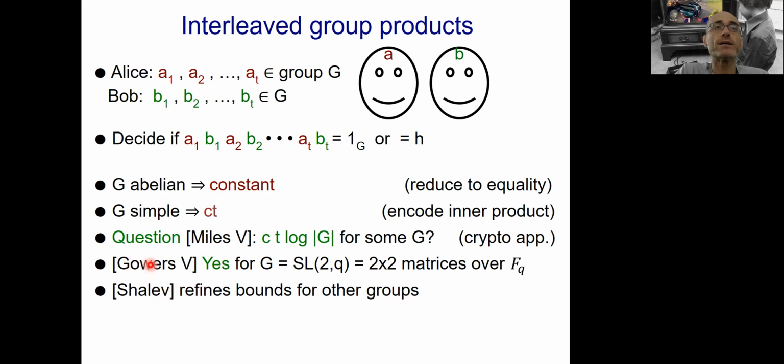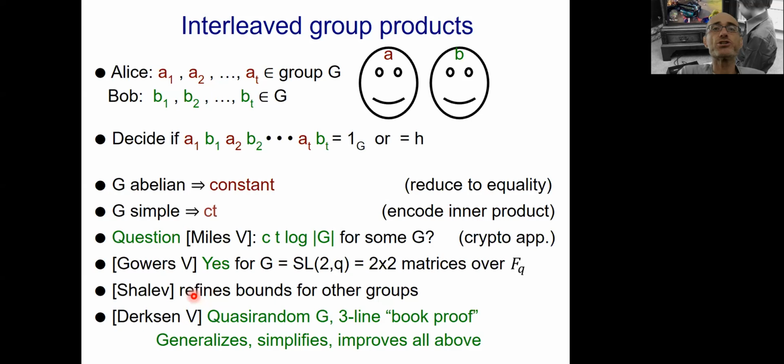Now, both works, the one with Gowers and the one by Shalev, are somewhat complicated. They use very heavy machinery. In recent work with Derksen, we actually proved a bound which works for any quasi-random group G, which is the right class of groups. And the proof is really simple. It's really a 3-line proof, which has been called the book proof of this result. This work generalizes all the previous works, simplifies them, and even improves the parameters quantitatively.